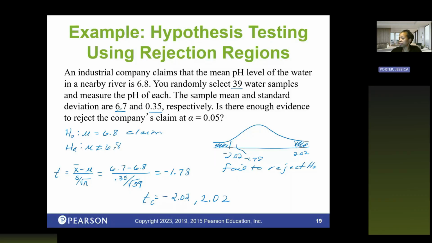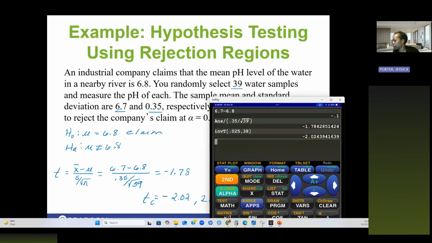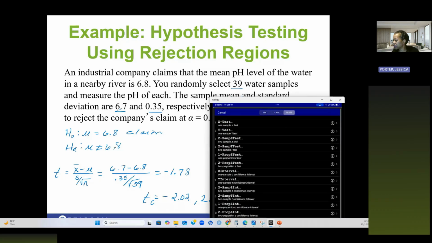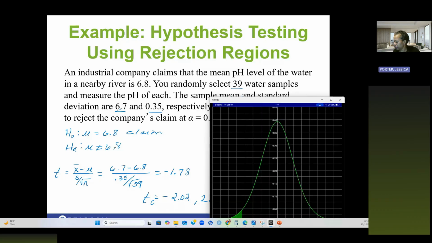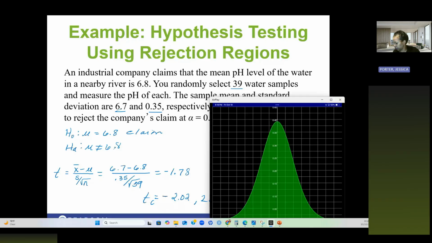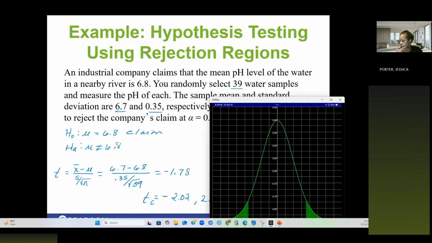So we did that from top to bottom. And now, since we have our technology, let's go ahead and use it. Hypothesis testing, stat tests, and we're on t-tests. This time, we're at a two-tailed test, and mu was 6.8. 6.7 is my sample mean. Sample standard deviation is 0.35, and n was 39.